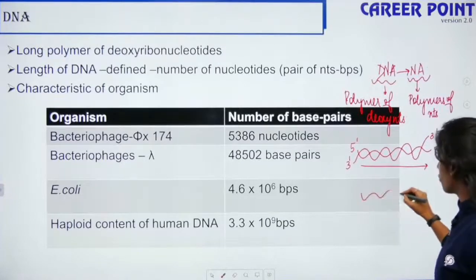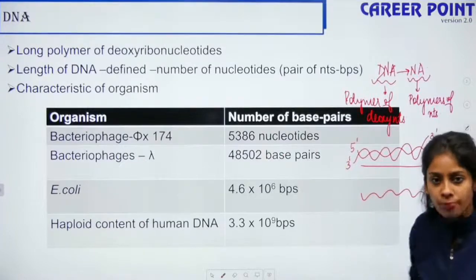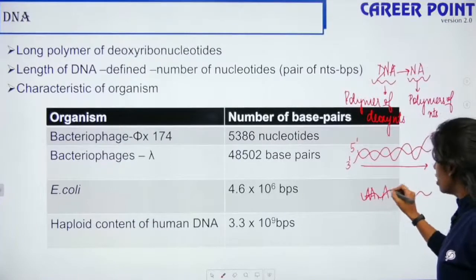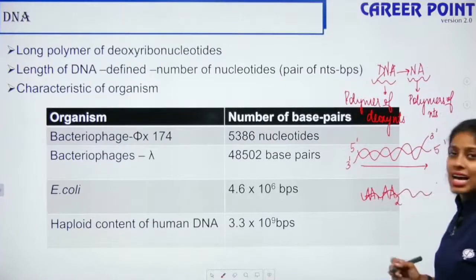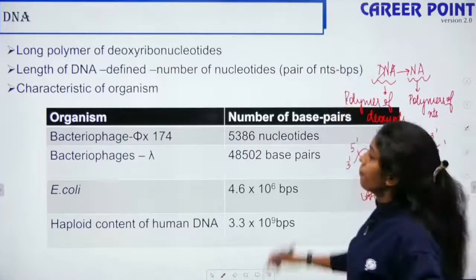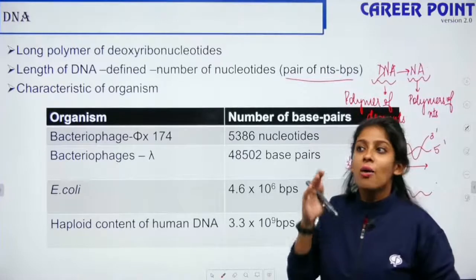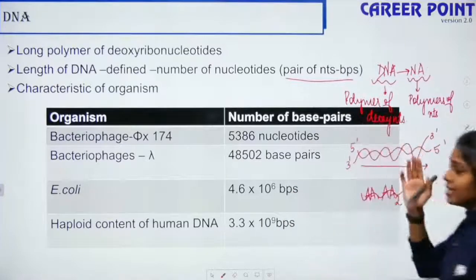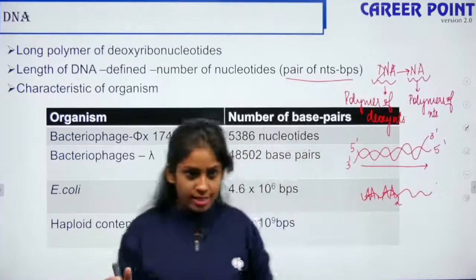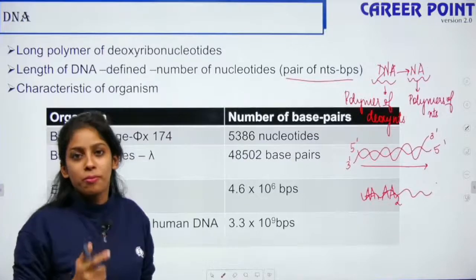Suppose I have a protein, how do I say the protein is this long? I measure the protein in terms of amino acids, right? Similarly, for a nucleic acid, that is DNA, I measure it with the help of nucleotides, that is base pairs, that is pair of nucleotides. That is how I measure your DNA. Then this length of your DNA is characteristic of a particular organism. For example, humans have a particular number of base pairs.